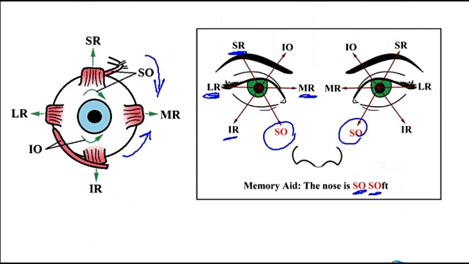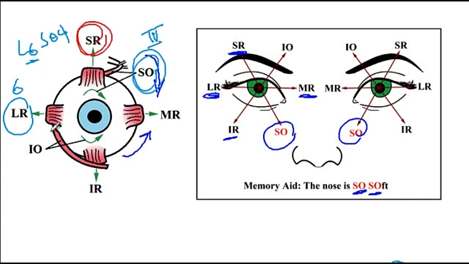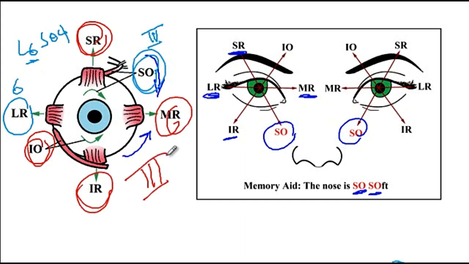So if we go back here, we had L6SO4, so the lateral rectus is innervated by cranial nerve 6, the superior oblique is innervated by cranial nerve 4, and then the rest of these muscles are all innervated by cranial nerve 3.